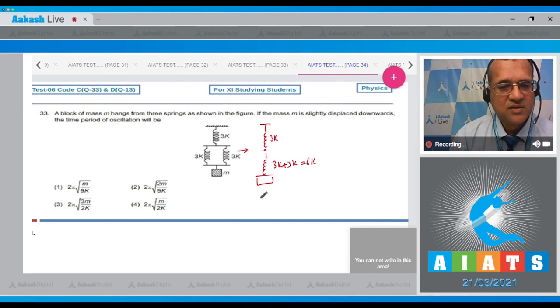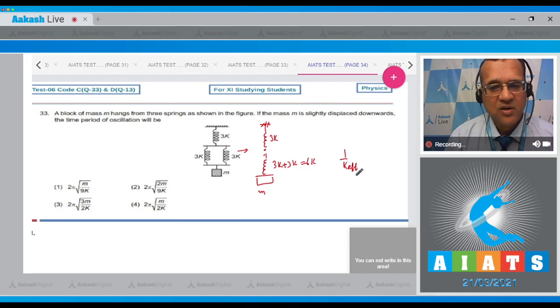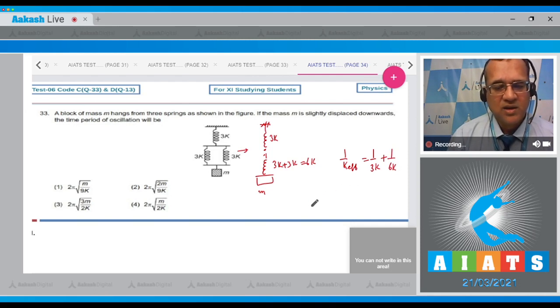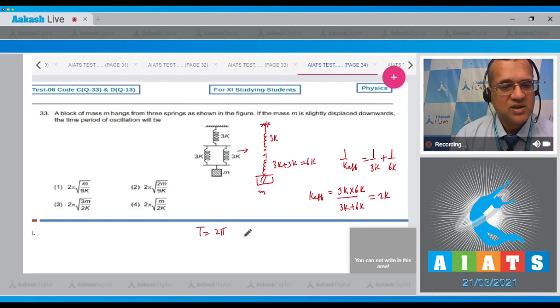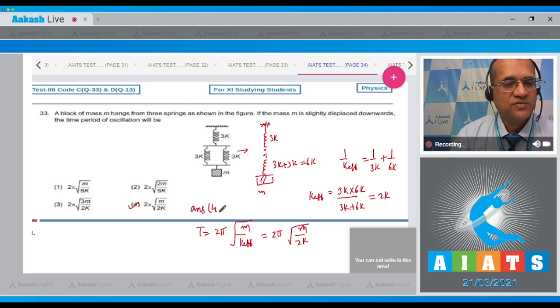And this is the mass attached. Now, since both are in series, the k effective will be equal to 1 by k1 plus 1 by k2. So the effective k will be equal to 3k into 6k divided by 3k plus 6k, and that is equal to 2k. So effective spring constant is this, and what is the time period? T is equal to 2 pi root of the mass oscillating divided by k effective, and k effective is 2k. So it is 2 pi root of m divided by 2k. And the option number 4 is 2 pi root of m by k. So the answer is 4 to this question.